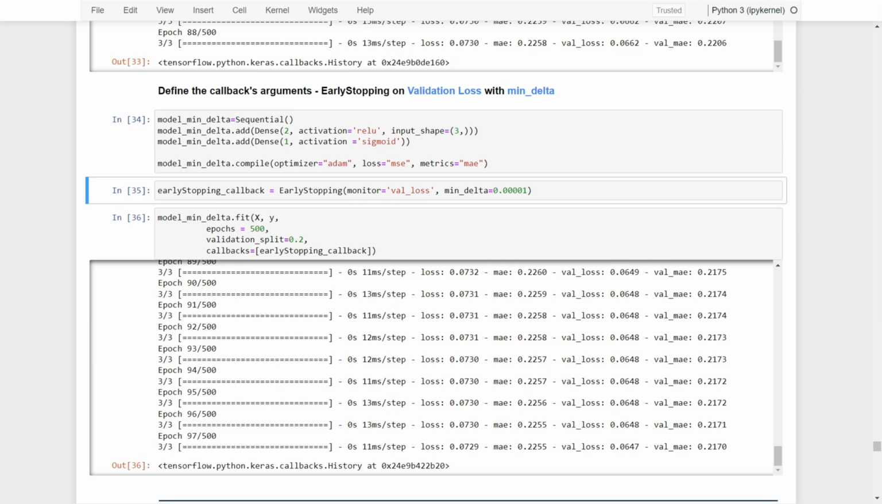And that's it for this video. In the last 3 videos, we talked about the commonly used callback arguments under the fit function. In the next video, I will talk about another important argument under the fit function, which is the batch size.